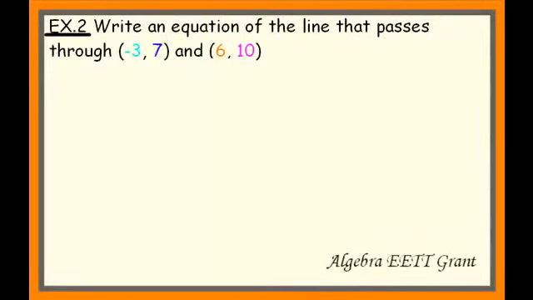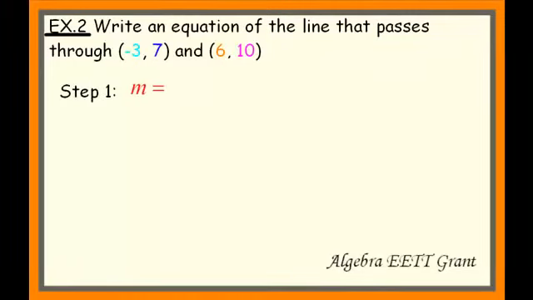So now that we know what's going on, let's try another example. Example 2 says, again, write the equation of the line that passes through (-3, 7) and (6, 10). The steps are going to be the exact same as example 1. Notice the 4 steps that we keep going through in order to go from points to the equation of a line. Step 1 is the slope.